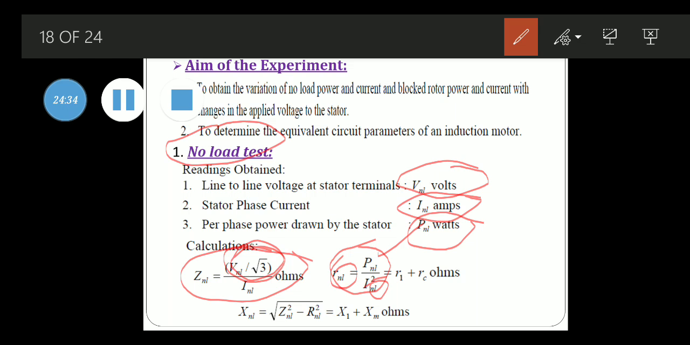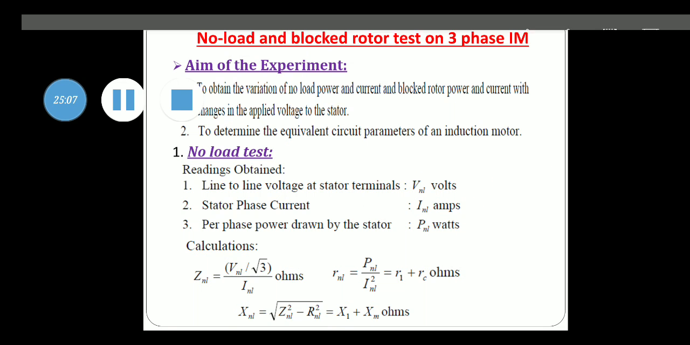So this is the combination of these two, that is the stator resistance R1 and the core loss component of the resistance, that is RC. Then the reactance can be calculated here. Both the reactances can be calculated. The first reactance is X1, the stator winding reactance, and XM is the magnetizing reactance. How can you calculate it? XNL is equal to the square root of ZNL square minus RNL square. Now these are the calculations.